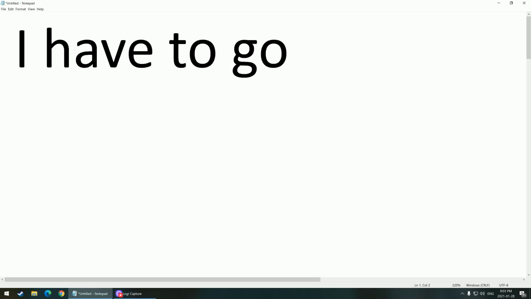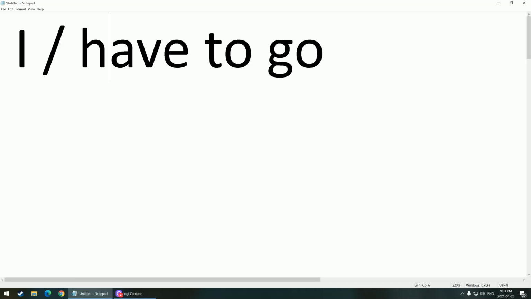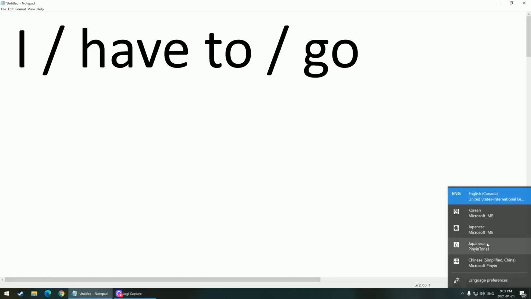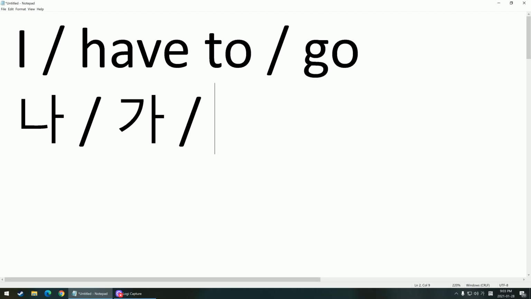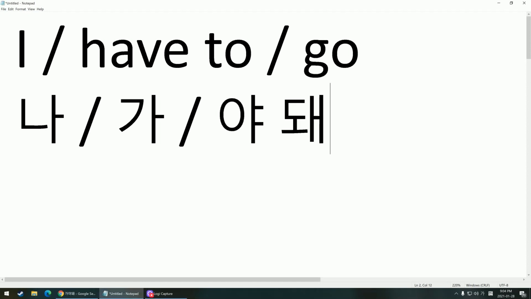Right, the first thing I would do here is split these words up into individual pieces like this. So now it becomes like this, and we just try to translate each of the words. So I in Korean is 나, and then have to, no wait, we'll do go first. It's 가, and then 야 돼. Ta-da! Now it's like this.